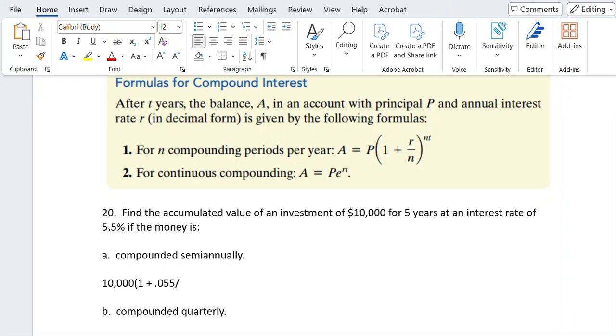0.055 divided by 2. Compounded semi-annually means that it happens twice a year. And then it's going to be raised to the power of 2 times 5. So the n gets plugged in 2 different places in my formula here. Now I'm going to type it into my Desmos Scientific Calculator.